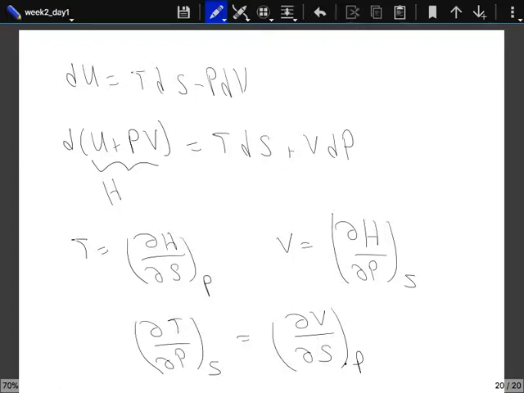Now, these are true, by the way, whatever your system is. They can be liquids, solids, gases, or more complicated systems. In equilibrium, the dependence of temperature on pressure for an adiabatic process should be related to the dependence of volume on entropy in an isobaric process. Their relationship is fixed by thermodynamics. We don't know what they are, but we know that they have to be related by this relationship. Thermodynamics, unfortunately, doesn't tell us what they are, only how they are related. It will be statistical mechanics which will tell us what each one of these derivatives is.